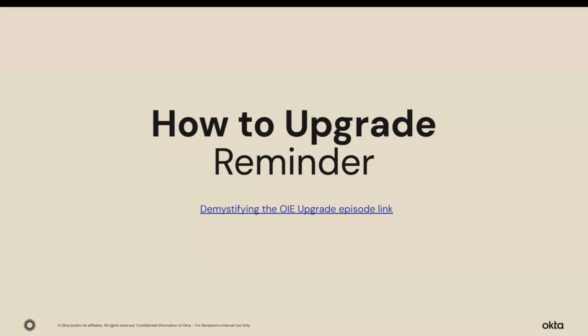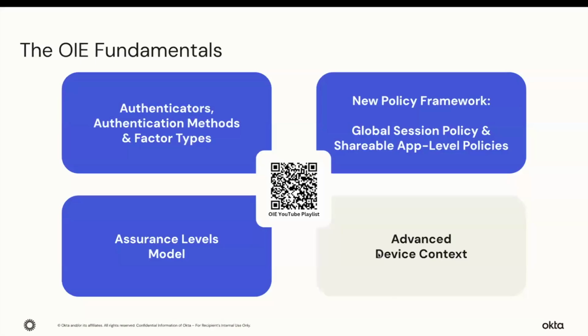So the upgrade reminder here, and then we get into the resources. This session was all about device context and what you can do with devices. But there are a few fundamentals that you really need to learn if you are still on your journey to upgrade from Classic to OIE: authenticators, authentication method, factor types, the policy framework, as well as the assurance level models.